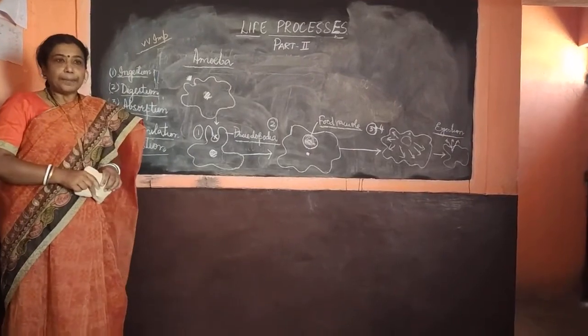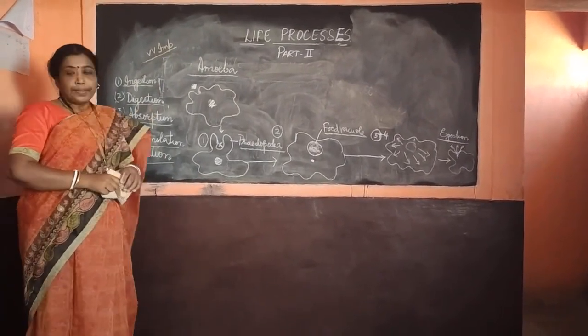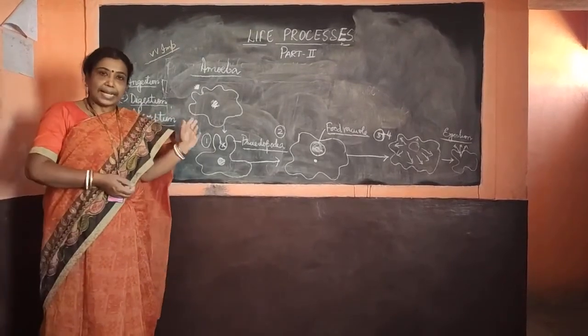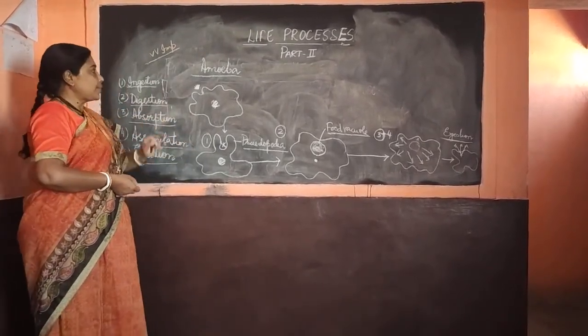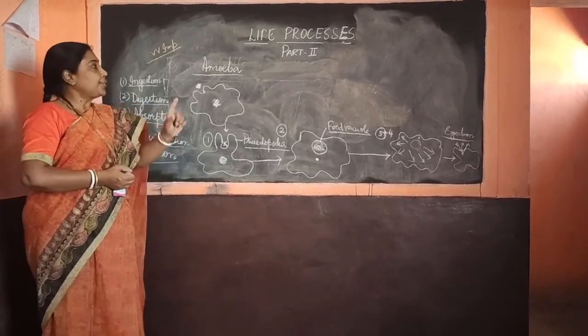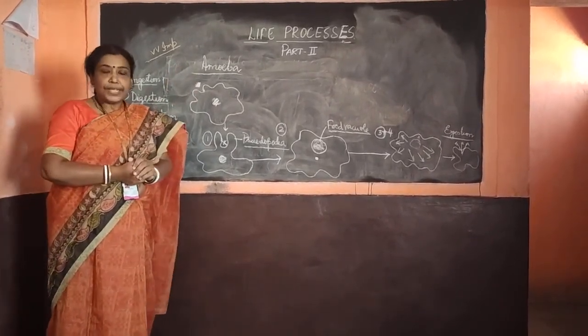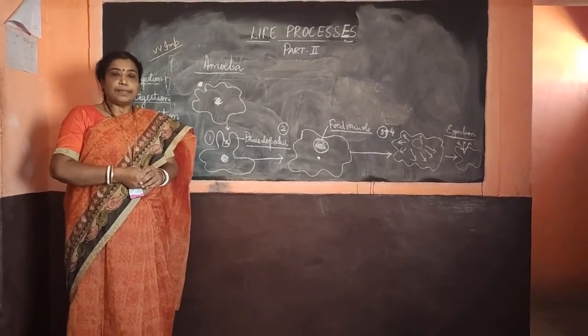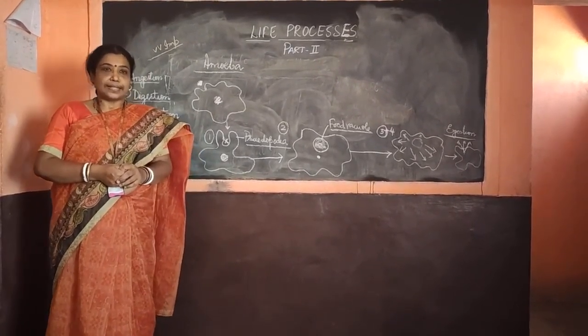That was nutrition in amoeba. So children, please go through the process of photosynthesis and nutrition in lower animals, what I have told you all. Tomorrow or in my next video, that is in part 3, we will deal in detail with the human alimentary canal, or human digestion.